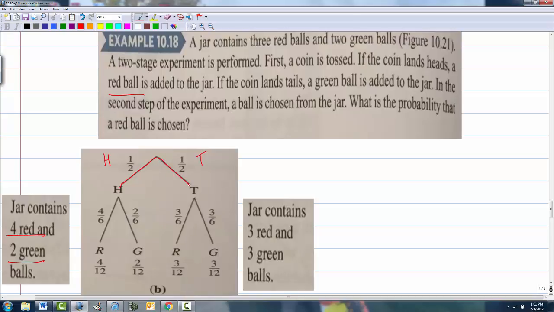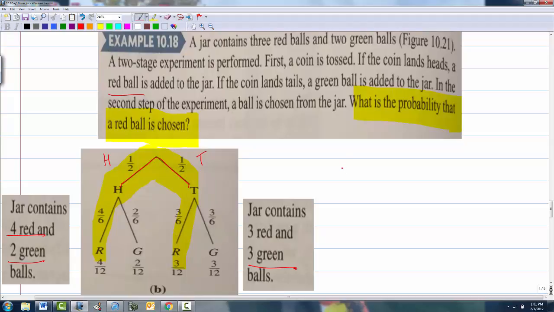Or what could happen is you could choose tails, and in that case you would add a green ball. So therefore, if you did tails, you'd have a 3/6 chance of getting a red ball and a 3/6 chance of getting a green ball. The question asks, what is the probability a red ball is chosen? Two things could happen. You could roll heads, then choose a red ball, right? Or you could roll tails, then get a red ball.